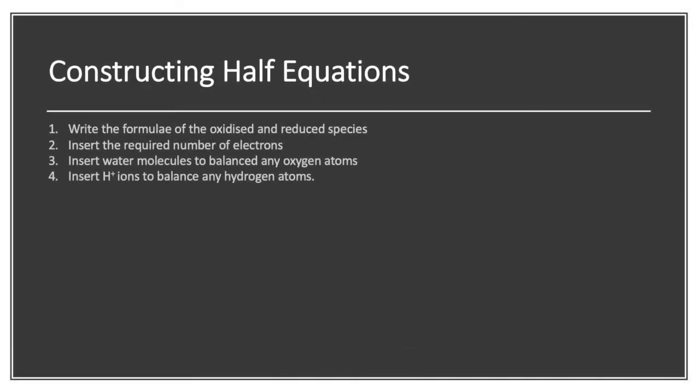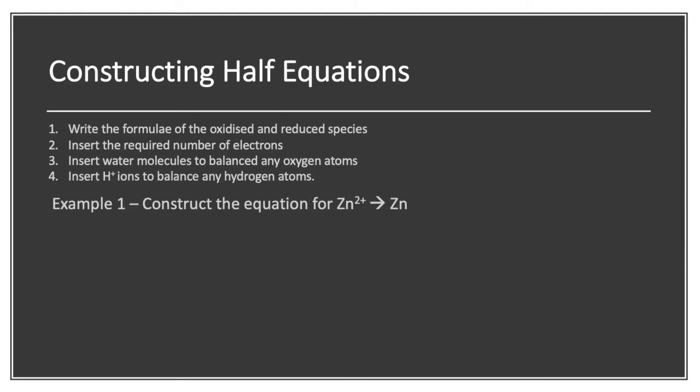There's 4 simple rules as to how to construct them. First of all, you write the formulae of the oxidized and the reduced species down. You then insert the required number of electrons. You then insert any water molecules that are required to balance any oxygens, and then if there's any hydrogens left to balance, you insert H+ ions. So let's have a look at an example.